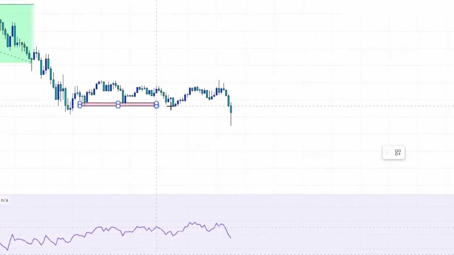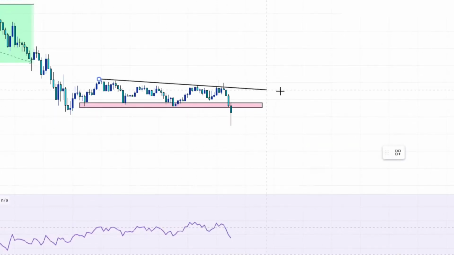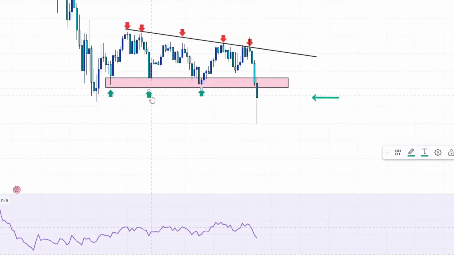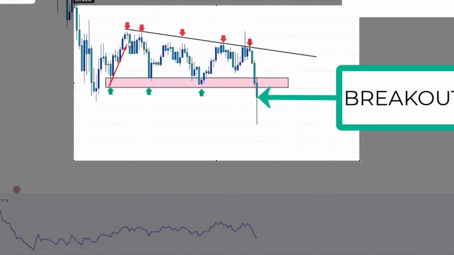We will draw support area and trend line. Market is following trend and support area and making descending triangle pattern. Market is breaking the descending triangle pattern.